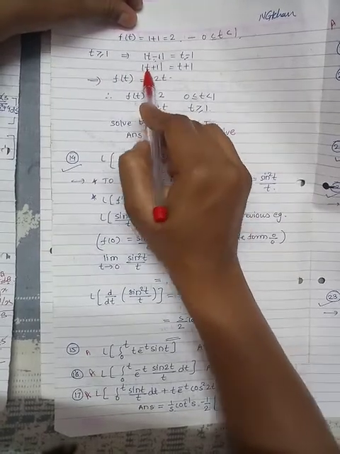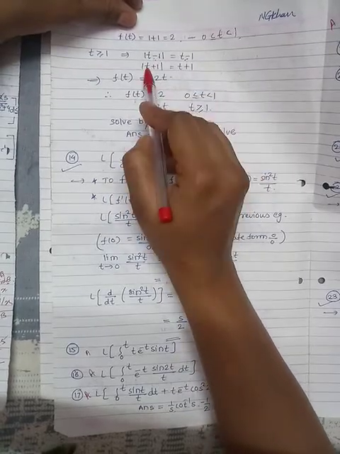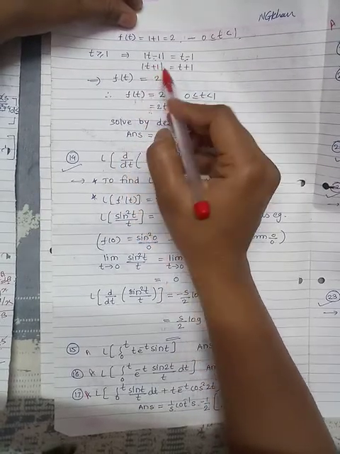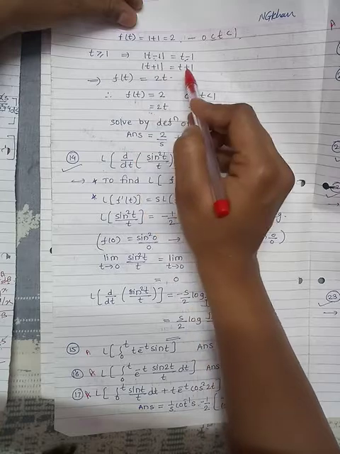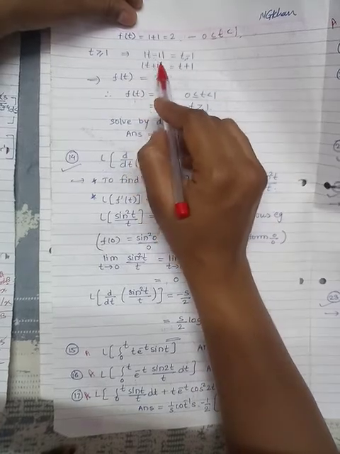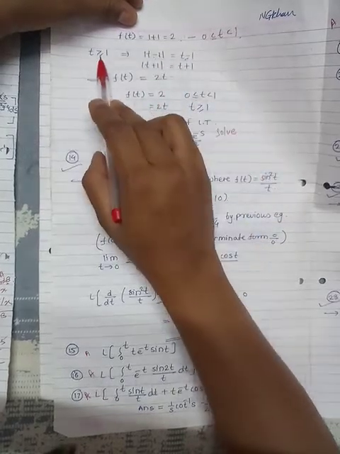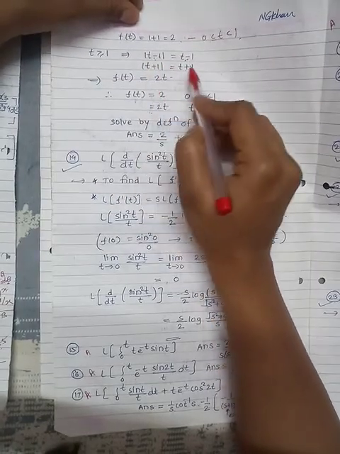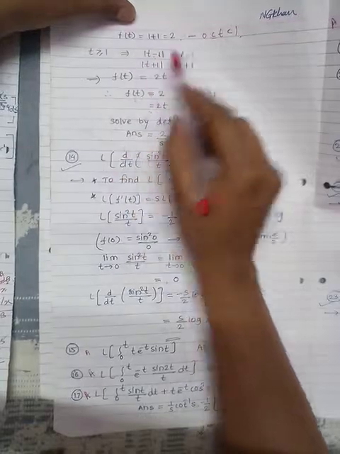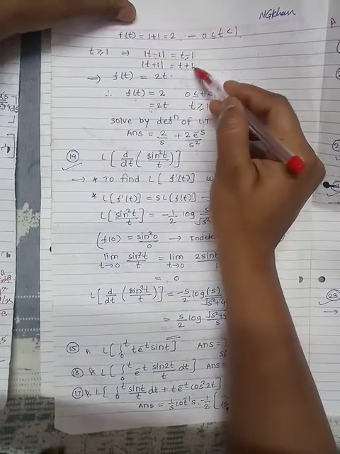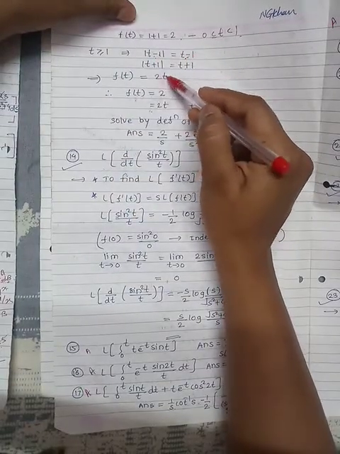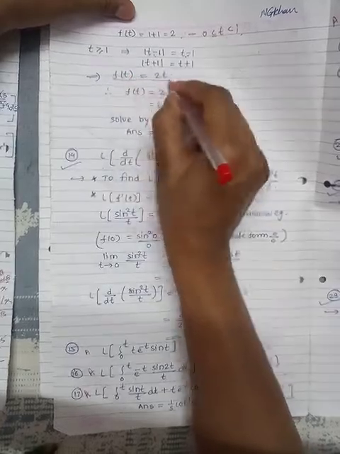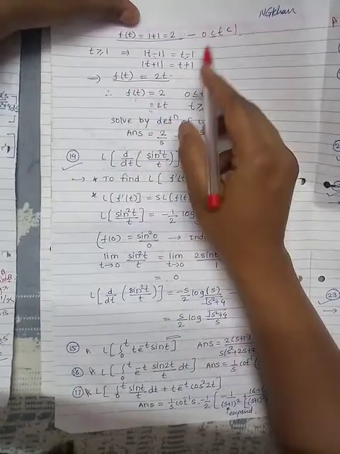If t is greater than 1, 2 plus 1 is 3, 3 plus 1 is 4, 5 plus 1 is 6, that is, the t plus 1 value will be positive. So mod of t plus 1 is positive when t is greater than or equal to 1. So mod t minus 1 is positive again, mod t plus 1 is again positive. So f(t) is its addition. So we get minus 1 plus 1 get cancelled, we get t plus t as 2t. So we get two f(t) functions.